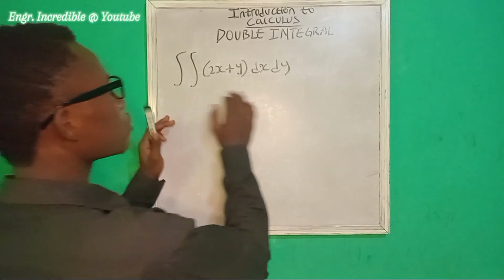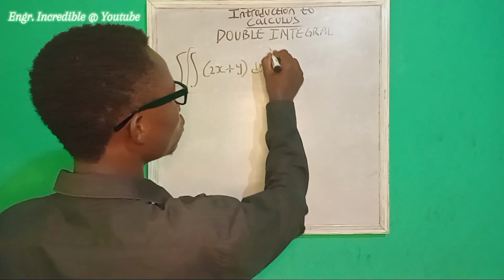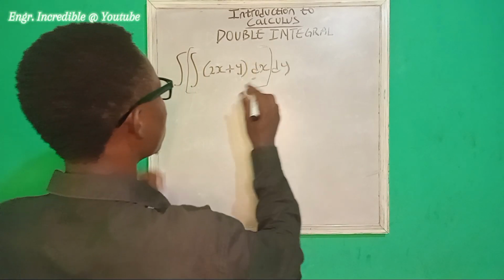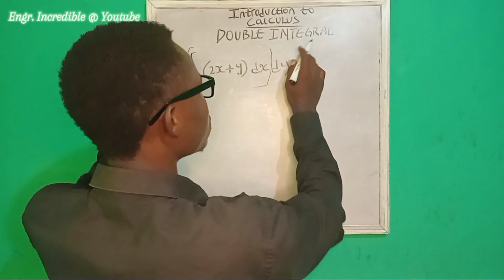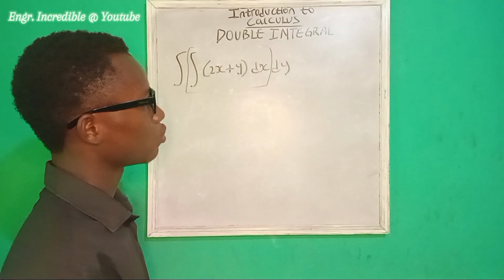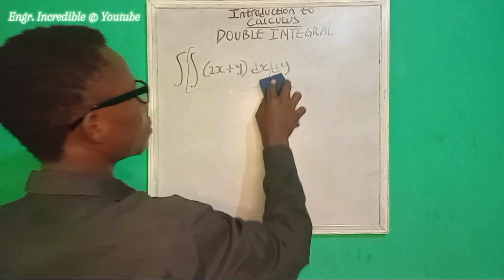So when we are going to integrate this, we are first going to deal with the inner one, which is the one that is right here. After integrating this, we get our value, then we integrate it using the outer one. So that is what we are going to be doing.